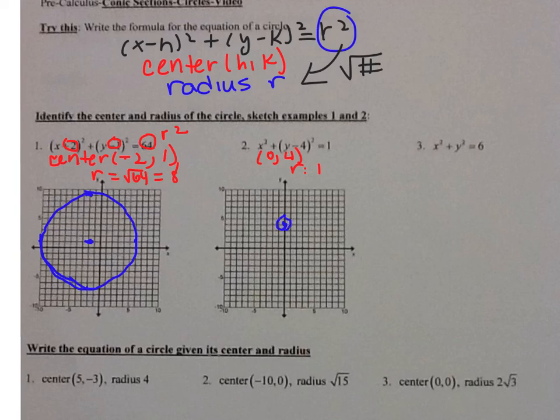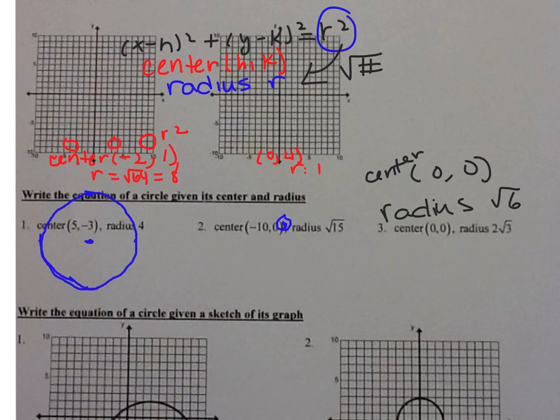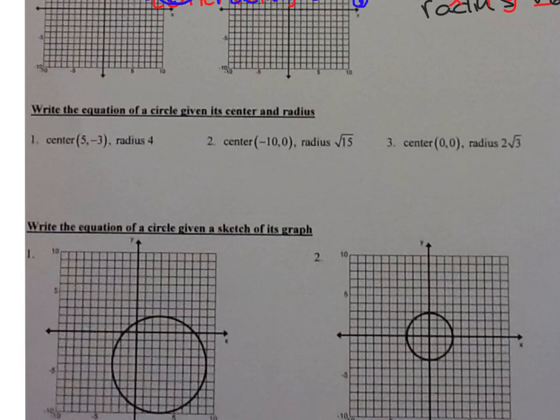All right, and number 3. Notice for x and y, I'm not adding or subtracting anything, so the center is 0, 0. That's the origin. And your radius is the square root of 6. You can't simplify the square root of 6. It's an irrational number, so we just leave it as the square root of 6. All right, so let's take a look at what's down at the bottom here.